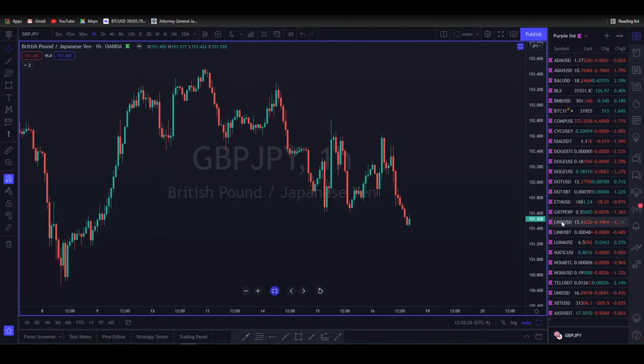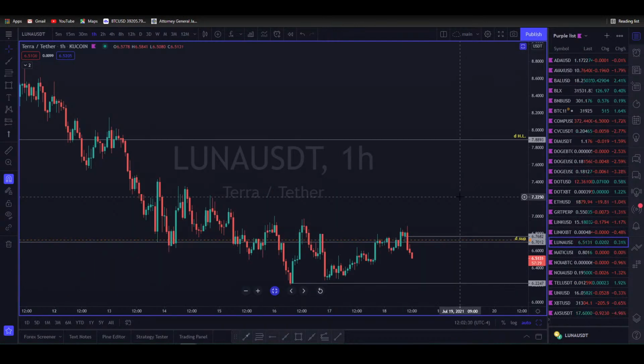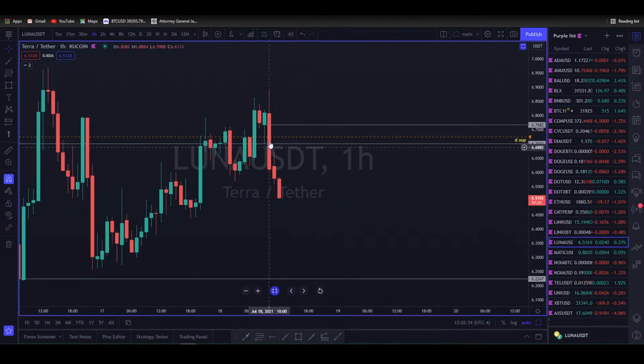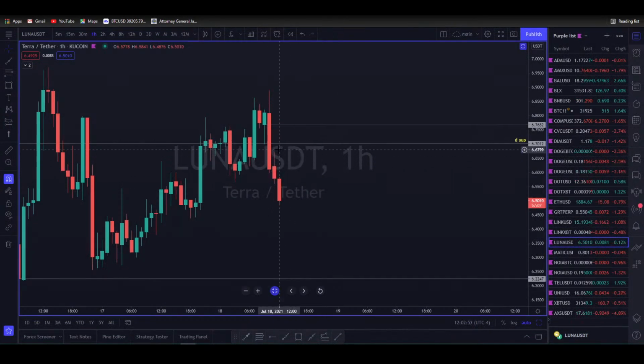Where are you at, Luna? Damn it, it broke down. See, I wanted it to break up. Now technically, we were looking for a possible entry here, but we wanted it to come higher. It didn't come higher. So now my entry is gone. I can't take the trade now. That sucks, but it's life in trading. Damn it.